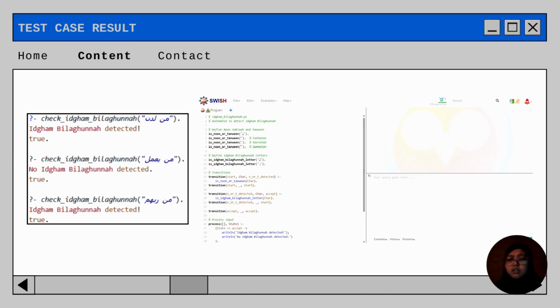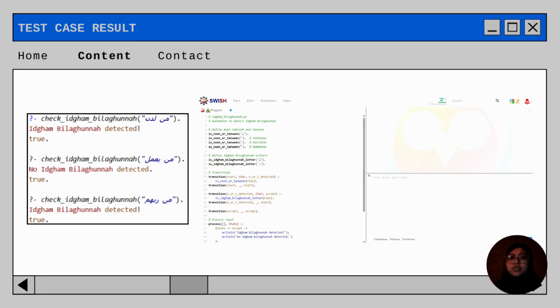So these results demonstrate that the program accurately models the tajwid rule and can distinguish between valid and invalid cases. So this shows the effectiveness of combining automata theory with Prolog programming to formalize linguistic rules. So in conclusion, our project demonstrates how computational concepts can be applied to tajwid rules. By using automata theory, we can represent the rules as state machines, and by implementing them in Prolog, we can test words systematically.